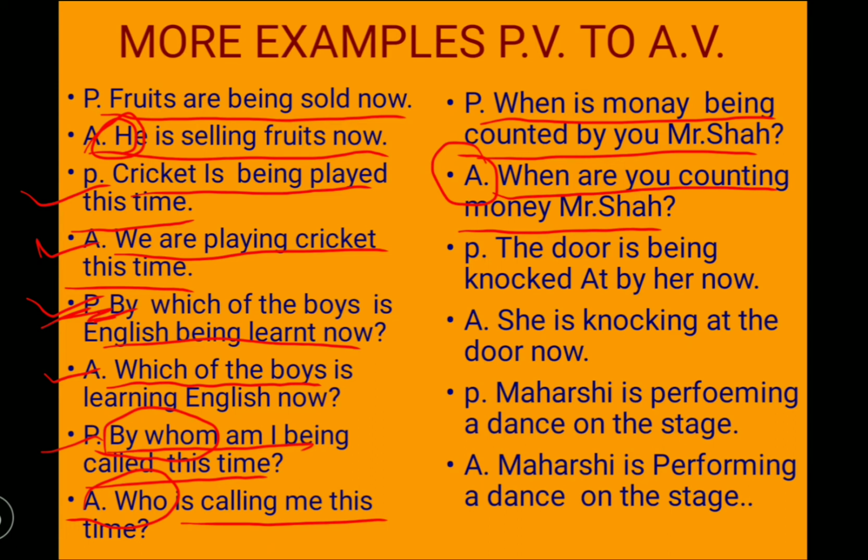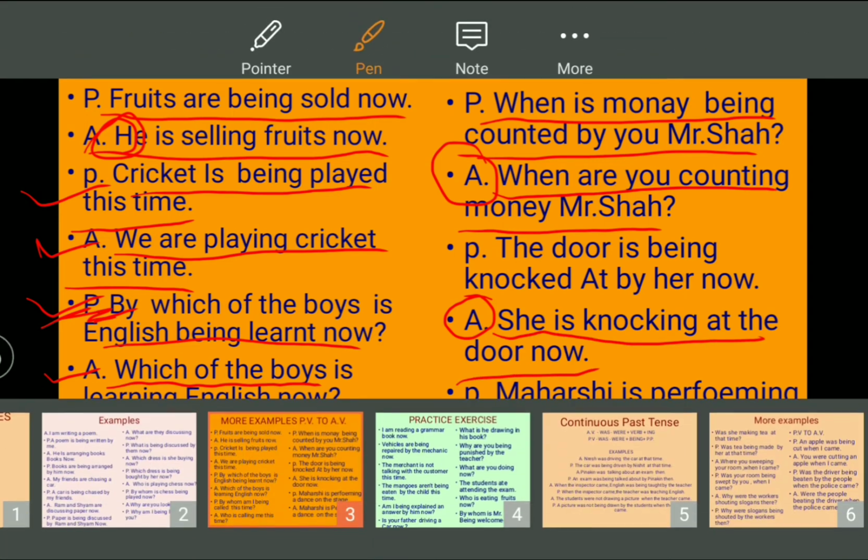Next example, the door is being knocked at by her now. In active, in place of by her, we will keep: she is knocking at the door now.